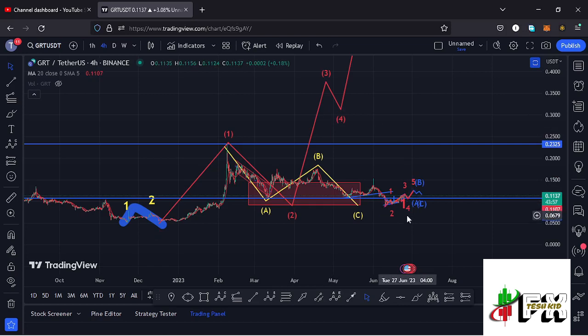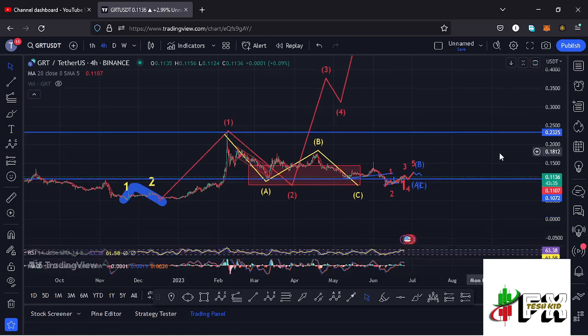And in case GRT is able to give us a complete 5-wave move to the upside, followed by an ABC corrective structure, that will be enough confirmation that the low for that second wave is in, and the start of an impulse in that higher Elliott wave count 3 has now started. So that is what I'm expecting here on the GRT chart.